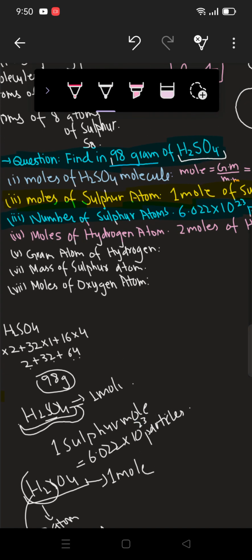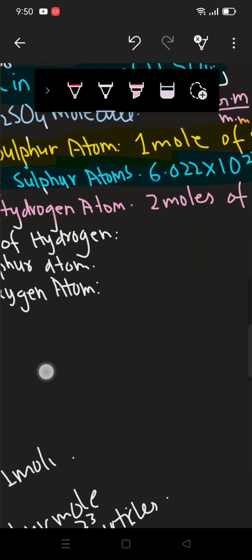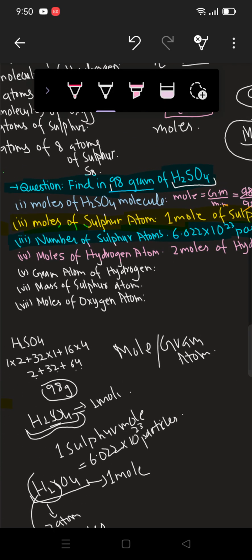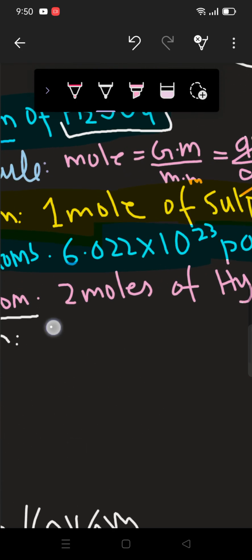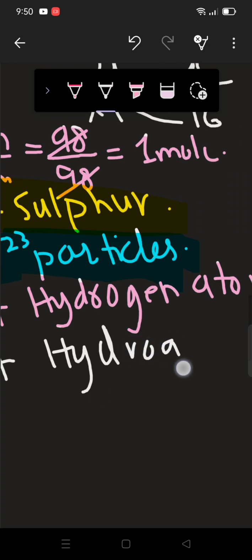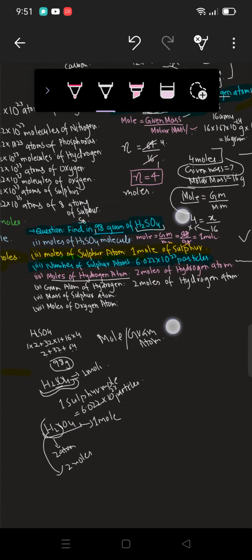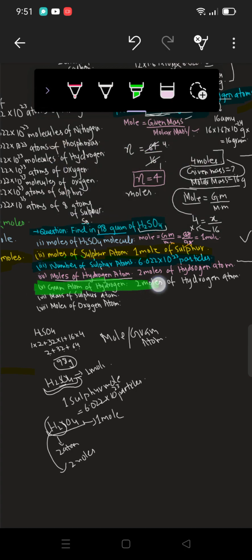Now we need to find the gram atom of hydrogen. The gram atom is the second name for the mole. Mole is also known as gram atom, right? So we have already calculated the moles of hydrogen atom. So gram atom of hydrogen means mole of hydrogen, and that is again equal to 2 moles or 2 gram atoms of hydrogen, right? Both are the same, because we know that this is only a second name of the mole. So how many have we done now? We have done actually 5 questions. So let me highlight this as well so that we can go towards our sixth one.